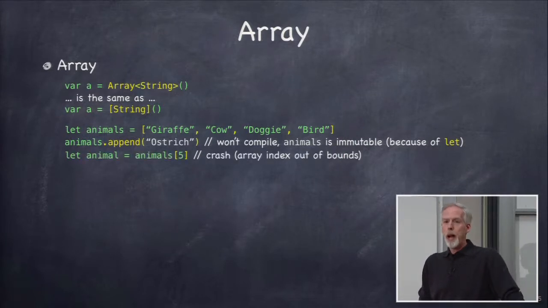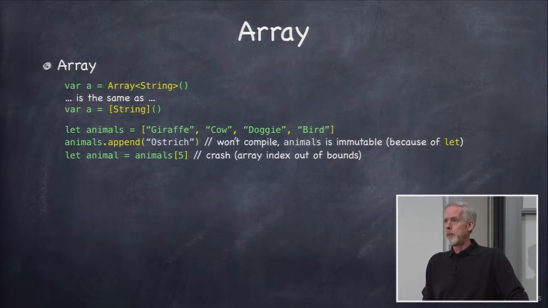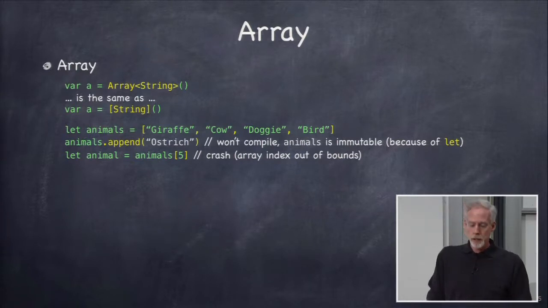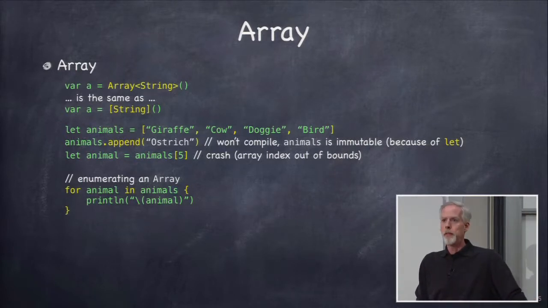Also, of course, if you access an array with the square brackets and try to pull out something that's outside the bounds of the array, this array only has 4 animals in it and I'm trying to get animal 5, that's going to crash. Array index out of bounds, just like pretty much any language you've used. How to enumerate an array: if you wanted to go through every single item in an array and look at it, you can use for in. You just say for some variable you want in your array, and then inside there, that'll be your value. Pretty obvious.